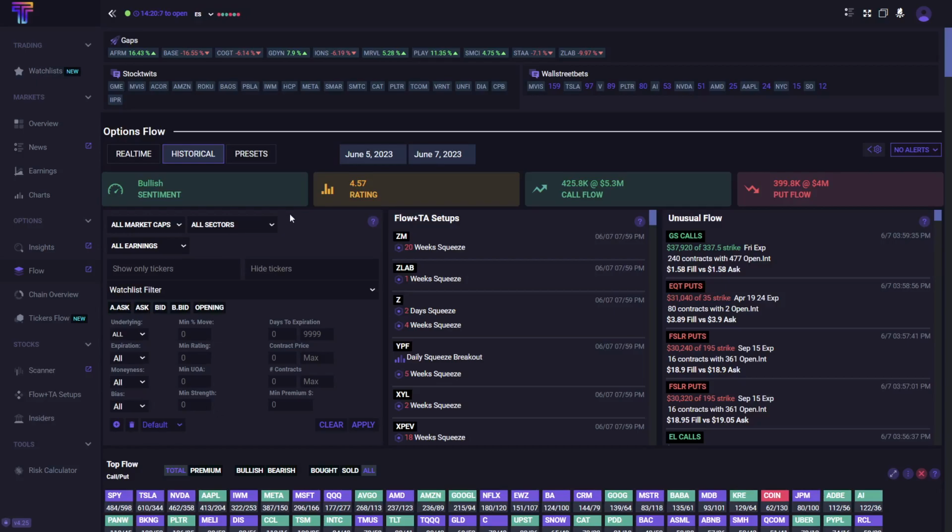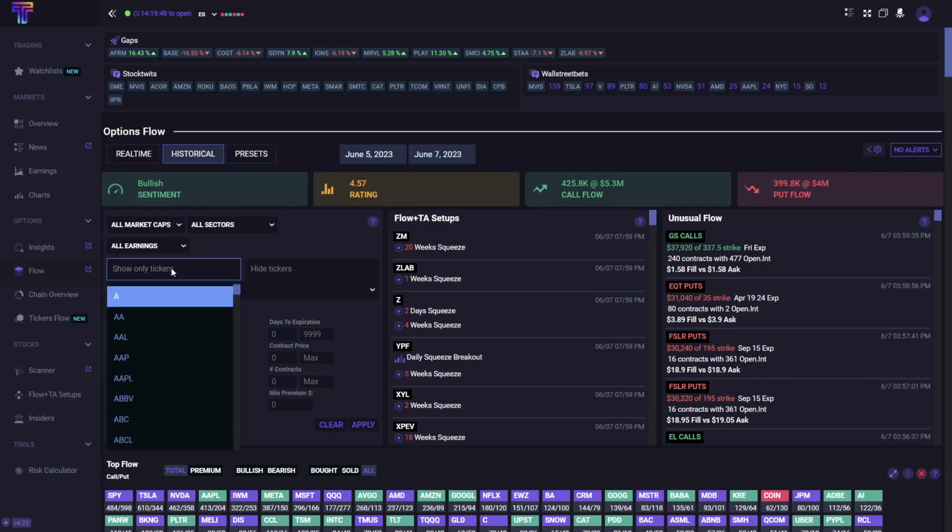The first thing we're going to do is look up the historical data. I already have the historical data set. I found this trade, I think it was Monday when I got into it. However, we're going to show you just what we saw and how the trade has reacted so far. So I have the historical data set for Monday, June 5th, running to today, June 7th.